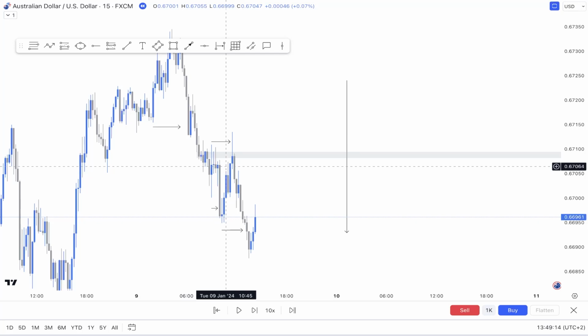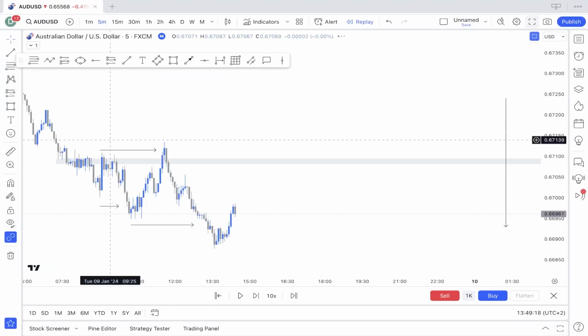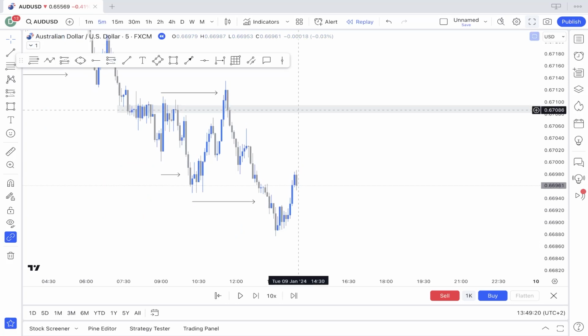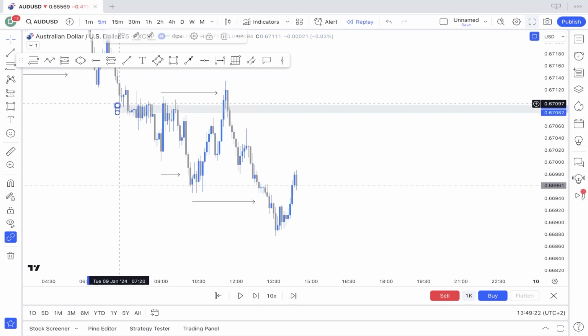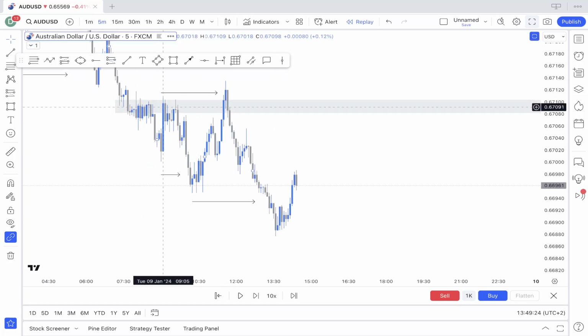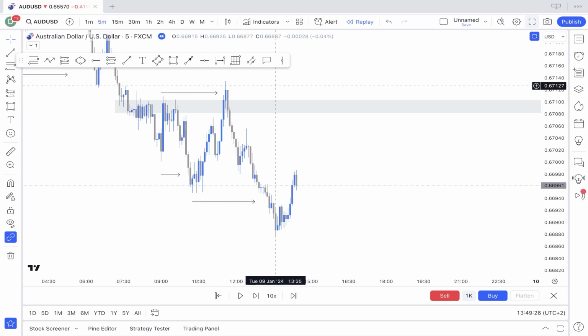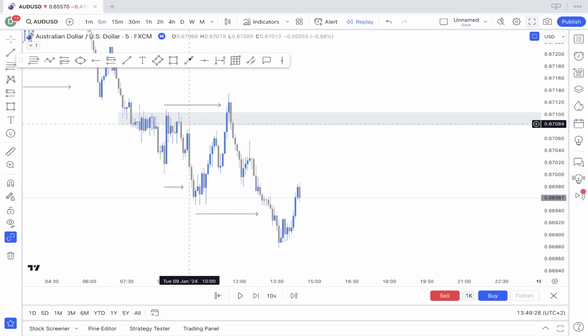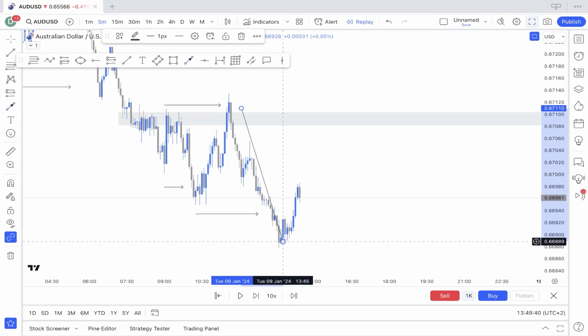If we go on a lower time frame, let's quickly jump on the 5-minute. We can see that this area right here could be considered an area of resistance, right? There were a lot of sellers at this resistance level, and what price did is it went above it, stopped everyone out, swept the liquidity, and after that it moved lower and showed its true intentions.